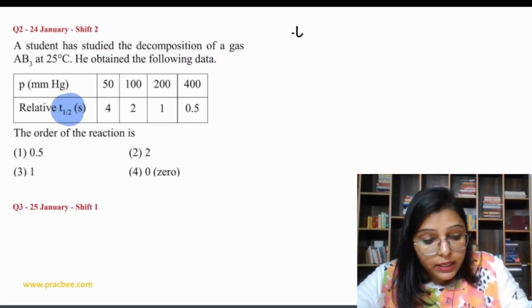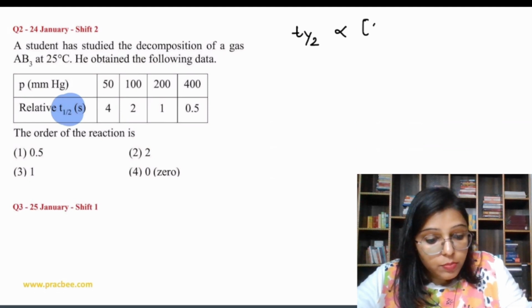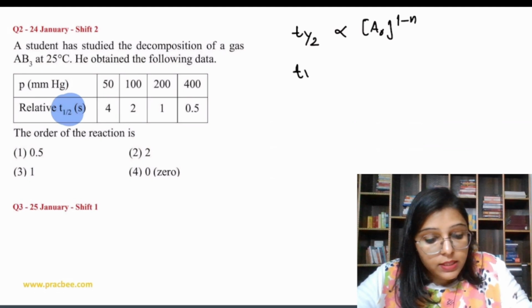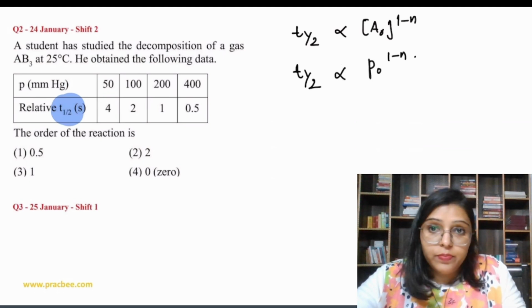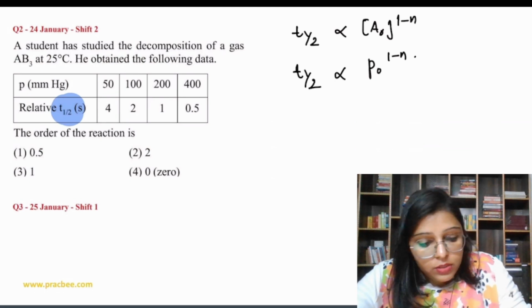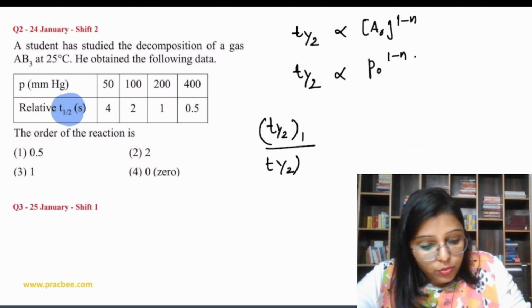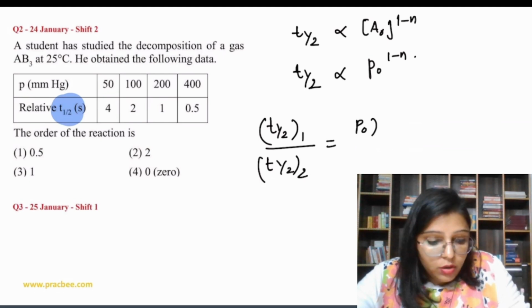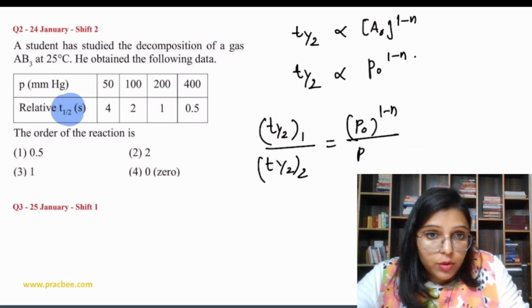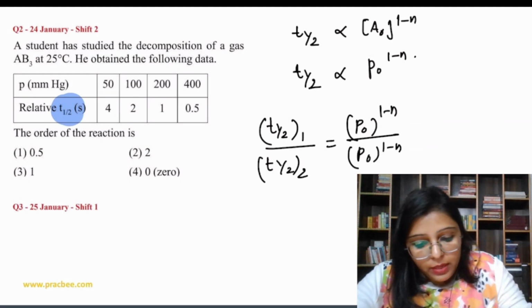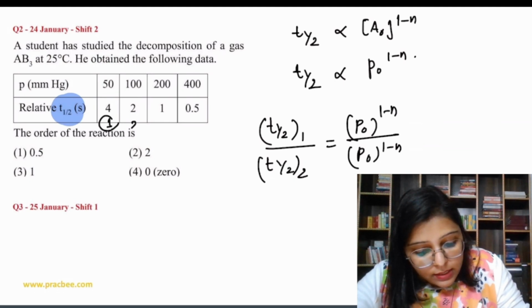So we know that T half is directly proportional to A naught to the power 1 minus n, but here pressure is given, so we can say that T half is directly proportional to P naught to the power 1 minus n. ठीक है, so let's solve for this one. T half 1 upon T half 2 is equal to P naught 1 to the power 1 minus n upon P naught 2 to the power 1 minus n. ठीक है, so I am taking this as 1 and this as 2.